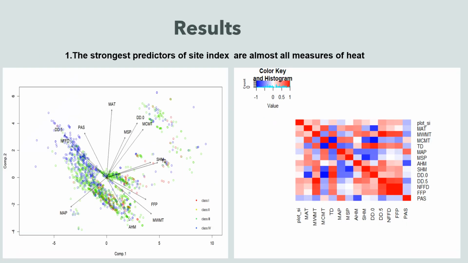And then I also made a heat map based on the correlation matrix between the site index and the climate variables. We can find that the result is almost the same as the PCA analysis, like the MWMT, the FFP, and the AHM all show a strong correlation with the plot site index. And we can find that the strongest predictors of site index are almost all measures of heat.